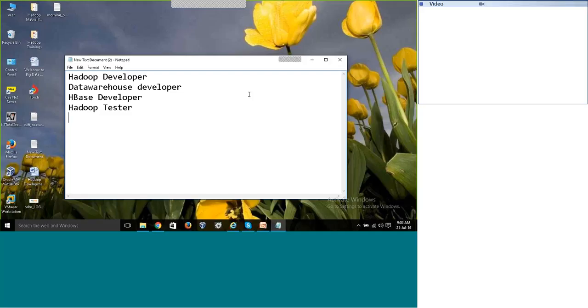Okay, you can test your applications which are built using other components of the Hadoop framework, as a Hadoop tester. And then you can get into Hadoop administrator if you have good system administration knowledge or Linux knowledge. If you are a Linux administrator, you can get into Hadoop administration. Okay, Hadoop administrator. So these are the roles that you can get into.